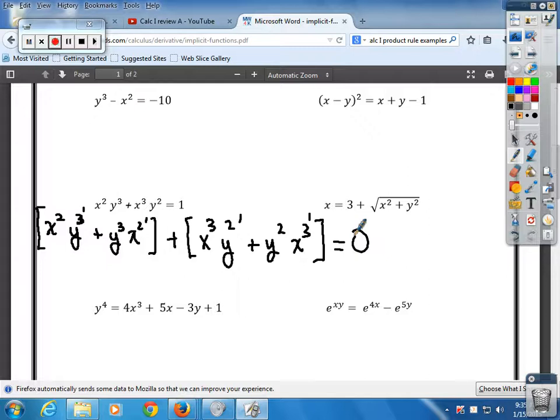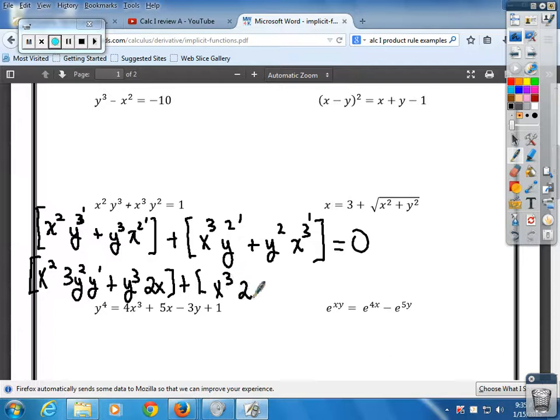All right, so here we go. X squared times 3y, y prime, plus y cubed times 2x, and I'm going to put that in brackets, plus x to the third, 2y, y prime, plus y squared, 3x squared is equal to 0.